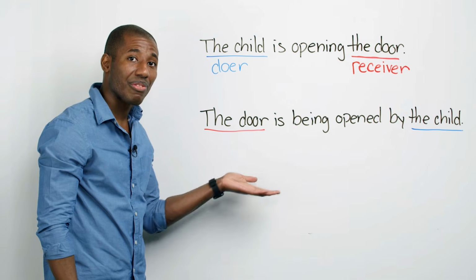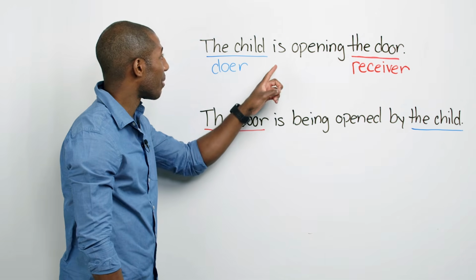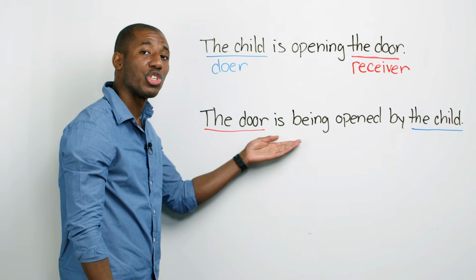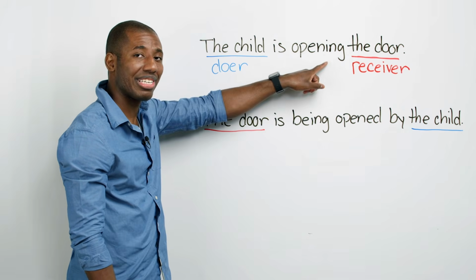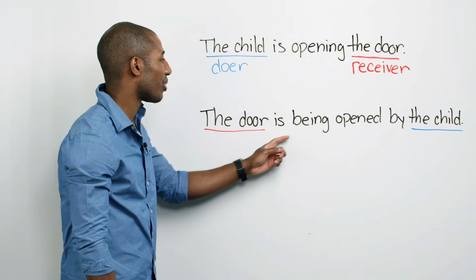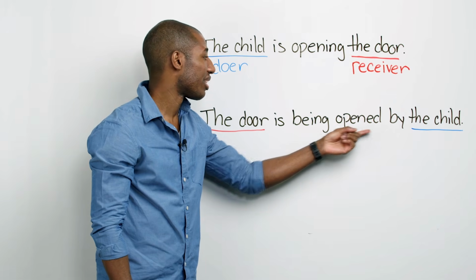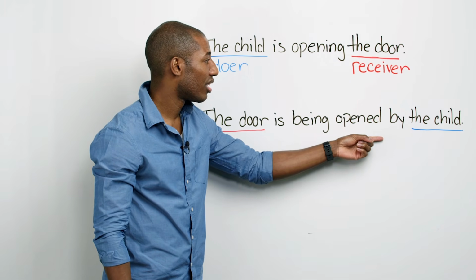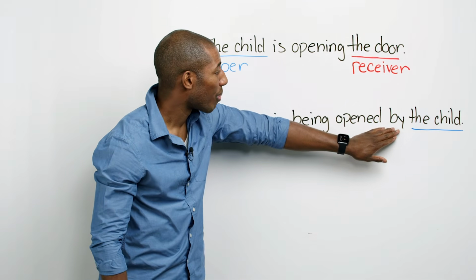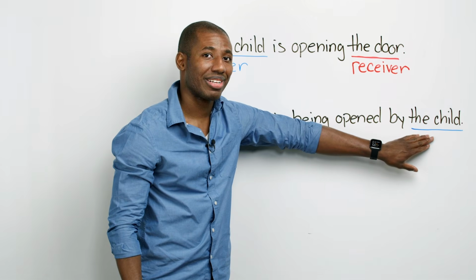So now our verb has changed a little bit. Our action has changed. So we still have is and we have be. So we have our to be verb, but we must continue our present continuous and bring down the ing. So is being, and we have our past participle, opened. Is being opened by the child. And here we have our preposition with the doer.